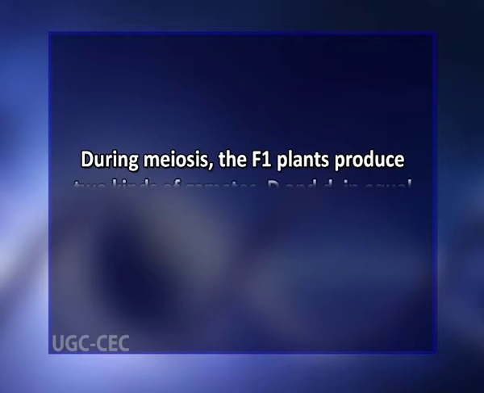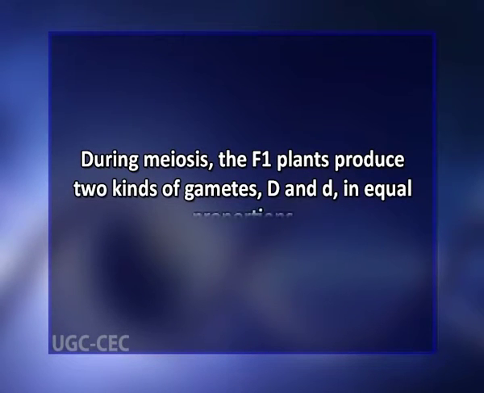During meiosis, the F1 plants produce two kinds of gametes, D and small d, in equal proportions. Neither allele is changed by having coexisted with the other in a heterozygous genotype. Rather, they segregate, or separate from each other, during gamete formation. The process of allele segregation is perhaps the most important discovery that Mendel made.